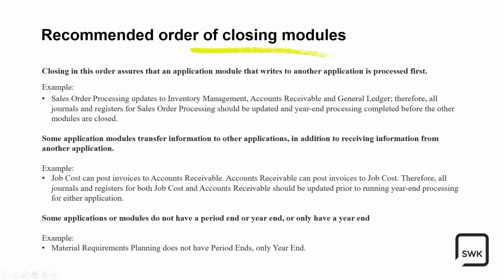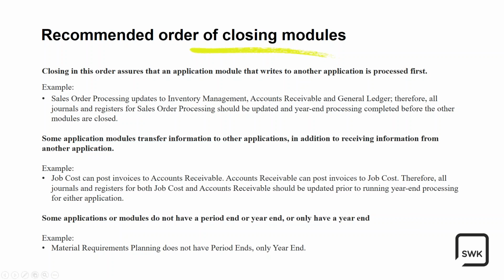And the reason why we do this in this particular order is because there are some modules that write to other applications. So an example is sales order processing, which does updates to inventory, receivables, and general ledger. So you want to make sure that all the journals and registers for sales order are updated and year-end processing is completed before you do your year-end for inventory, receivables, and GL. Other modules transfer information to other applications in addition to receiving information. An example is job cost, which can post invoices to receivables.